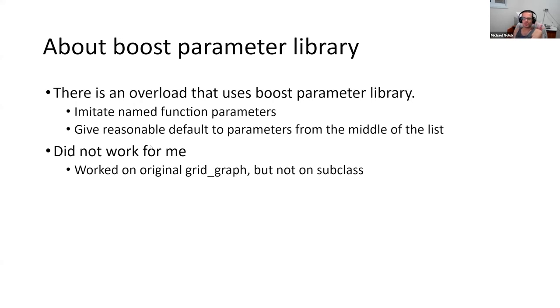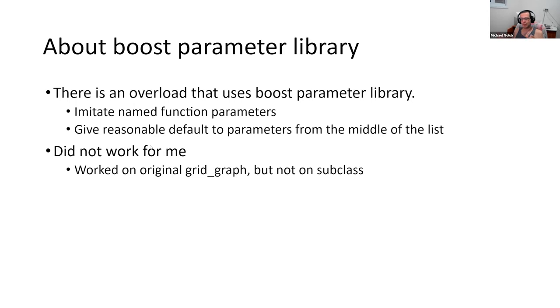The way overloads in boost graph library work is called, I should have placed some snippets here. So just believe me that that's how it works. They try to provide a way to give named parameters like in Python. So you can omit the parameters from the middle of the list if it is default. Yeah, sounds nice. Everyone here loves Python, right?